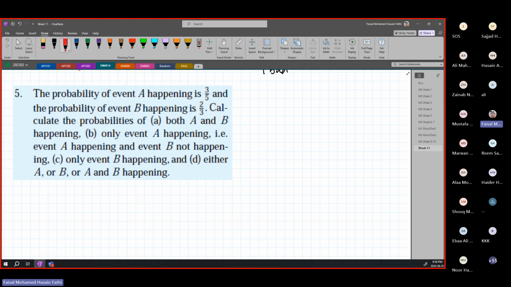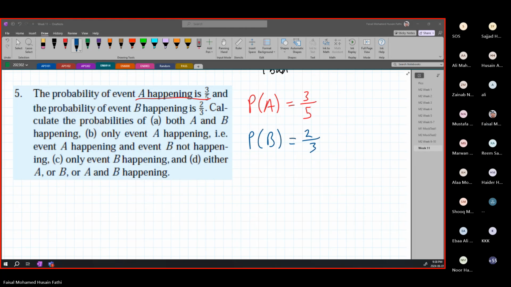The probability of event A happening, so probability of A is equal to 3 over 5. This is the first part. And the probability of B happening, so P of B is 2 over 3. Calculate the probabilities of both A and B happening. What does this mean? This means that A and B are both happening, all right? What does "and" mean?